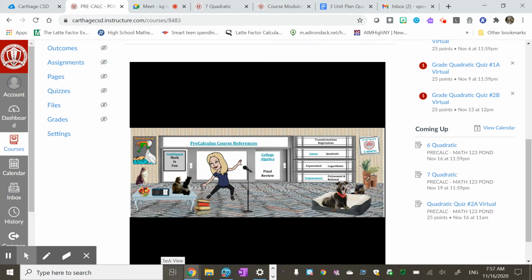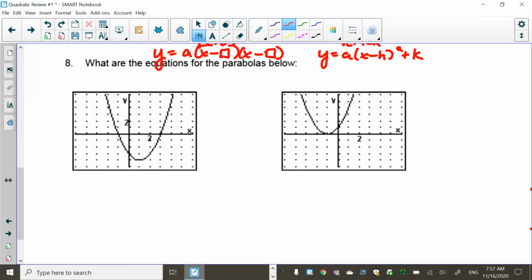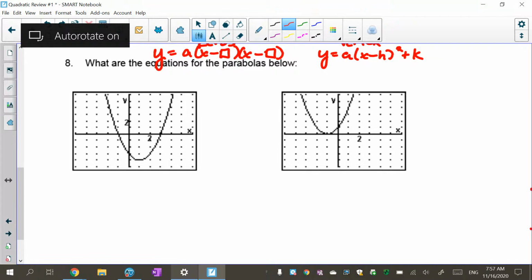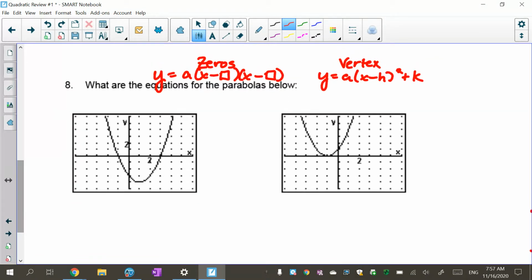All right, in this video I'm working on quadratic review number 1. I'm going to start with number 8, so this will help you study for your quiz. Number 8 says find the equations of the parabolas below.